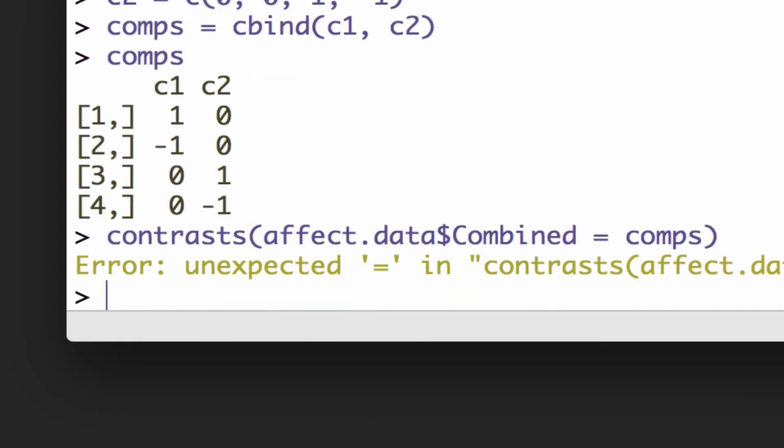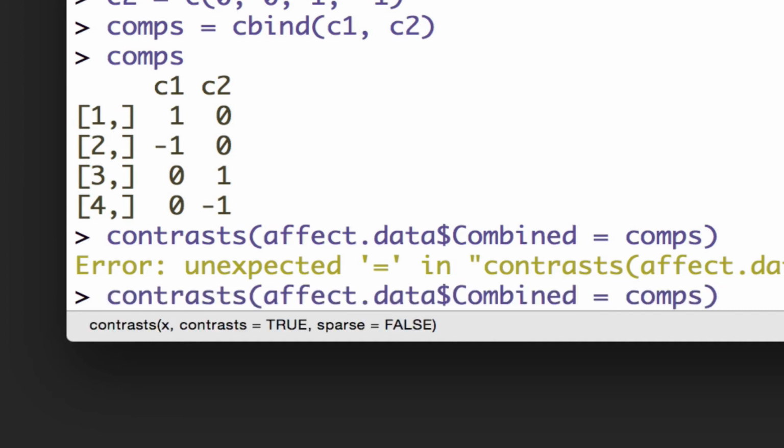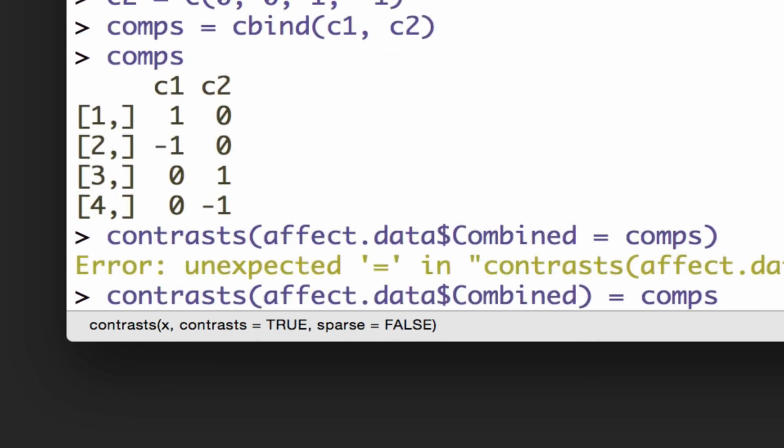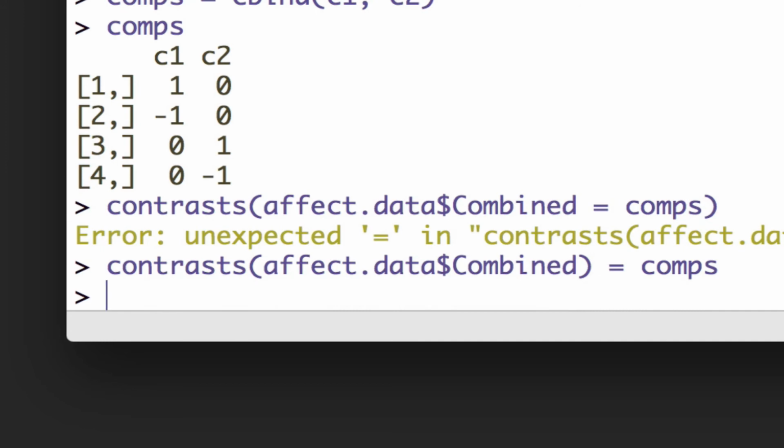So we're going to say comps, and I messed up. Sorry, the value should be outside of the brackets. Inside the brackets, we're just defining what factor this applies to. So we're saying it applies to this data frame here, but we want to apply it to the combined variable, and that's applied. So we can now run our ANOVA model, and it'll give us those specific comparisons.